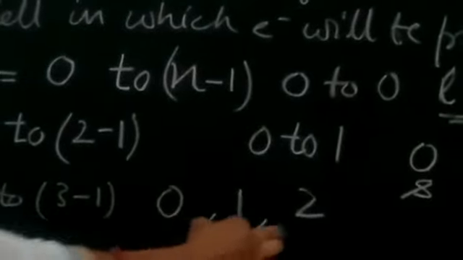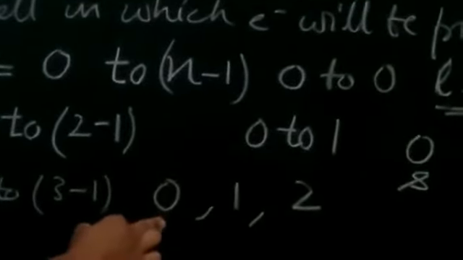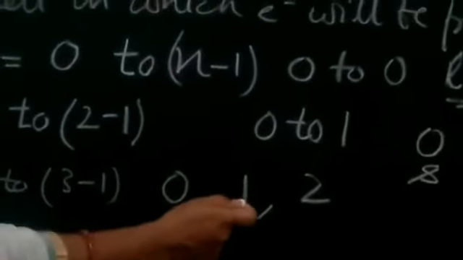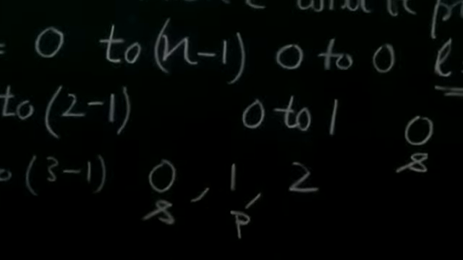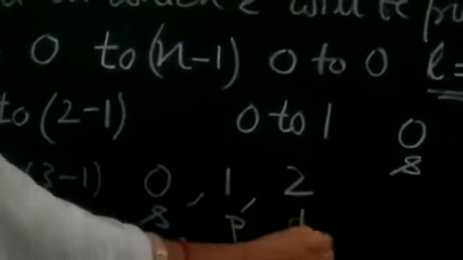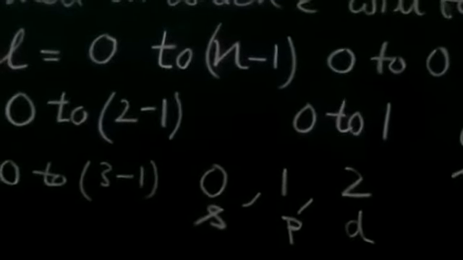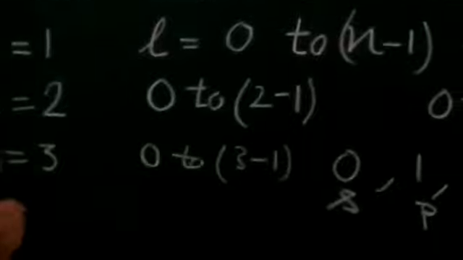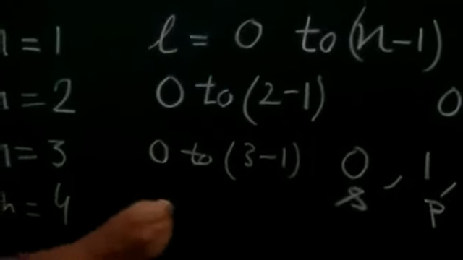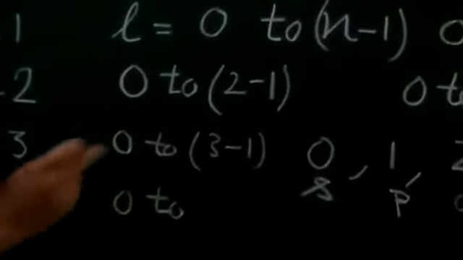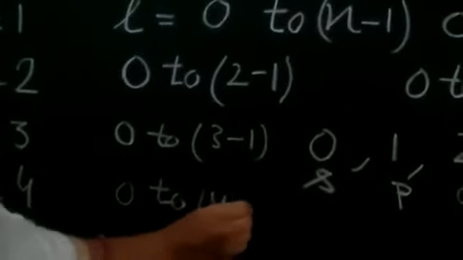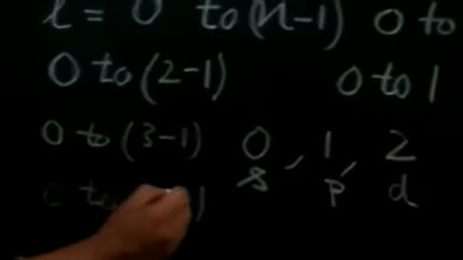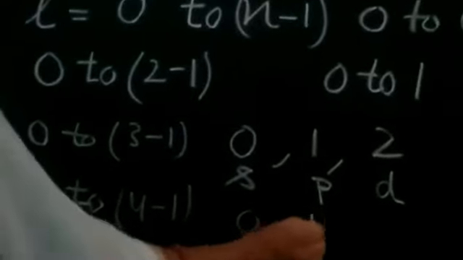So 0, 1 and 2. What does 0 indicate here? S. So this is S subshell. 1 is indicating the P subshell and 2 is indicating the D subshell. Right? These all subshells S, P, D will be written in small letters. Now n equals to 4. So it will be 0 to n minus 1, that is 4 minus 1. So how many values will we get here? 0, 1, 2 and 3.